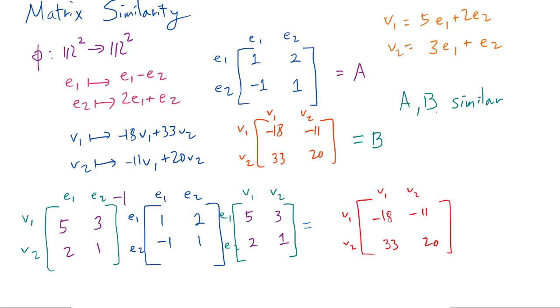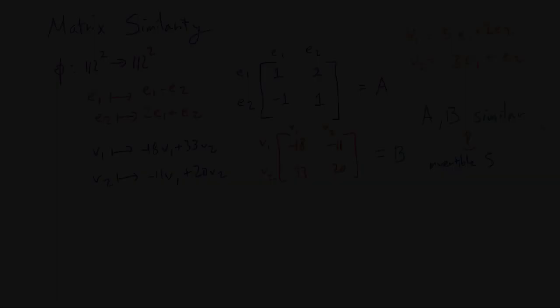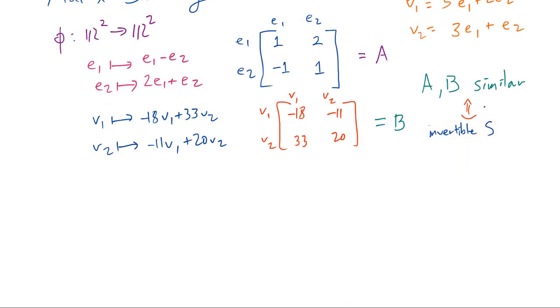To summarize, what we have really shown is that A and B being similar is exactly equivalent to having some invertible matrix S, such that B is equal to S inverse times A times S. And this entire operation is usually called change of basis, as we may expect. For this particular example, certainly it doesn't really matter if we use E1, E2 or V1, V2, but there are cases where it is probably going to matter quite a bit which basis we are going to choose.